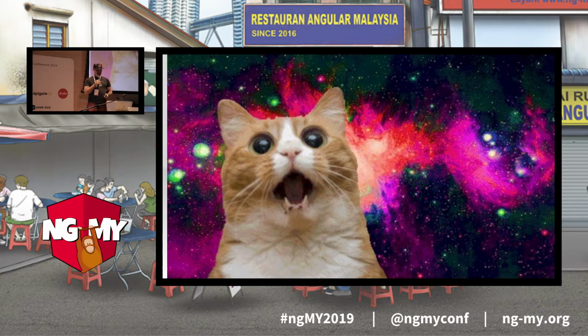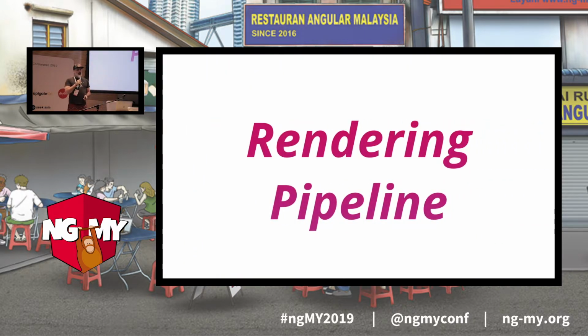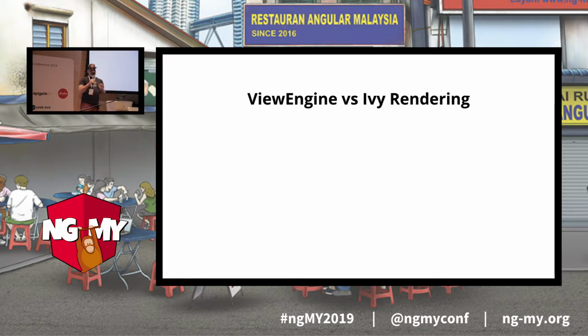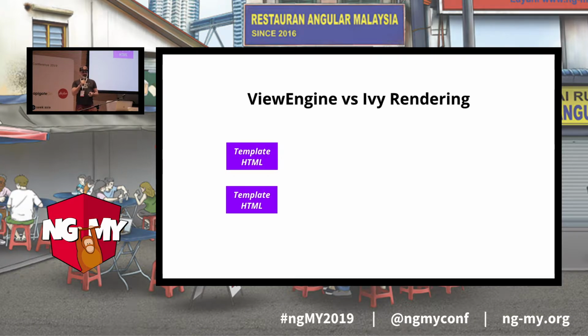Yeah, okay, cool. So let's cover the rendering pipeline. And these are the steps that the compiler and also the renderer will go through. And this is just to give you an overview of what's going on. So let's do a little race between the current View Engine renderer and Ivy. Just a small race. So we start parsing a template from our component.